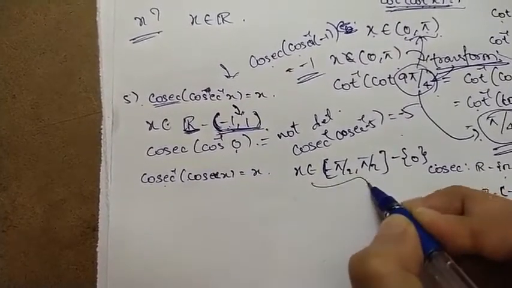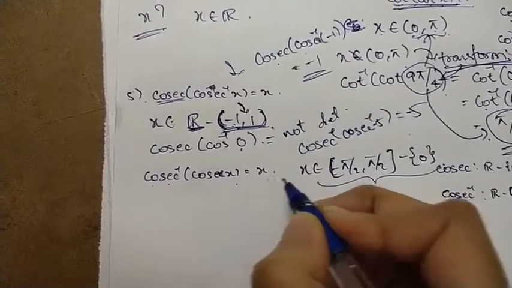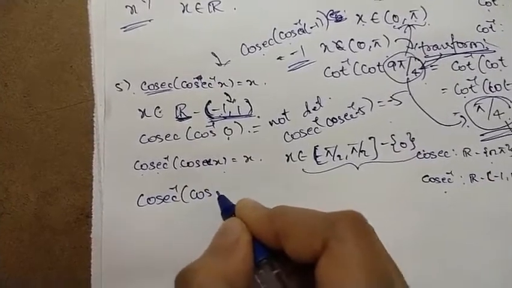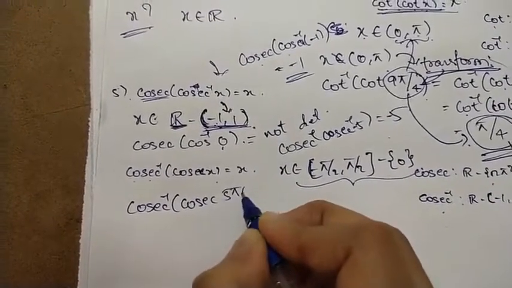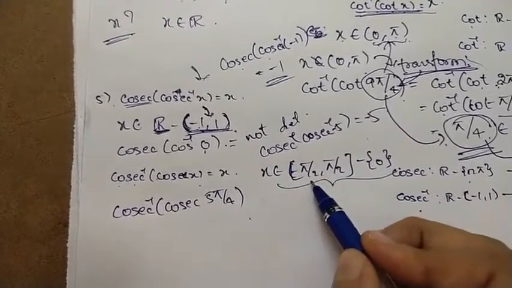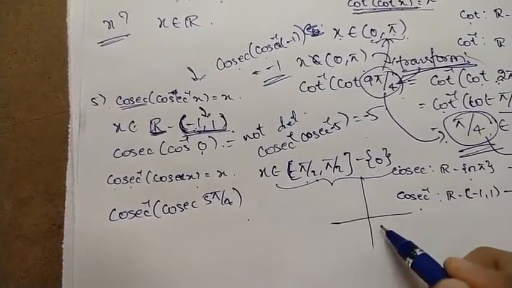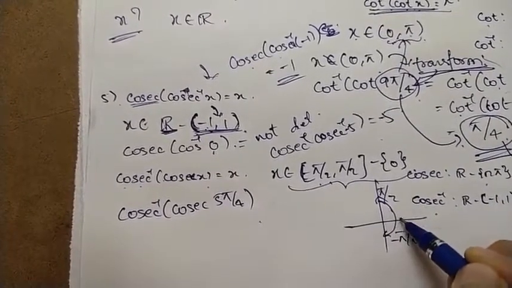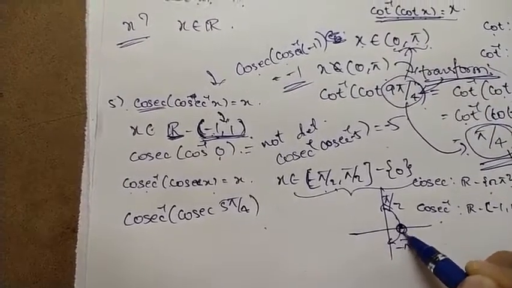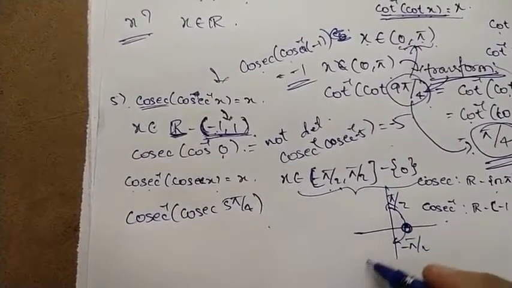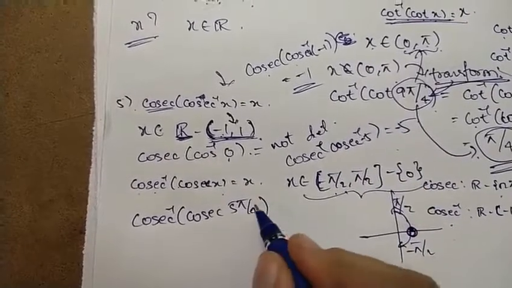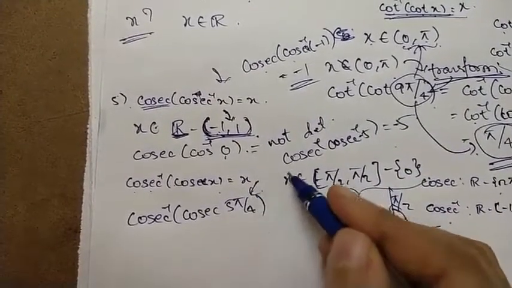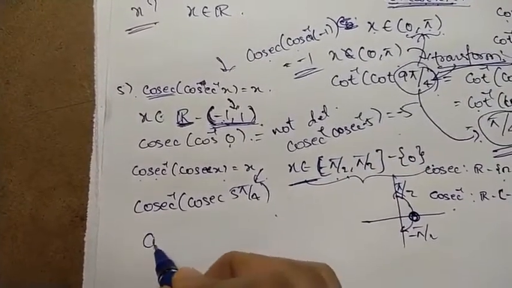Now let us go for this one. Suppose x lies within this interval, then cosecant inverse of cosecant x is equal to x. Suppose we have cosecant inverse of cosecant 5 pi by 4. So what does it say here? x belongs to minus pi by 2 to pi by 2, where 0 is excluded. So 5 pi by 4 lies somewhere here, so it is not at all included within the interval. So now what? We transform this angle in such a way that the angle should lie within this interval only.